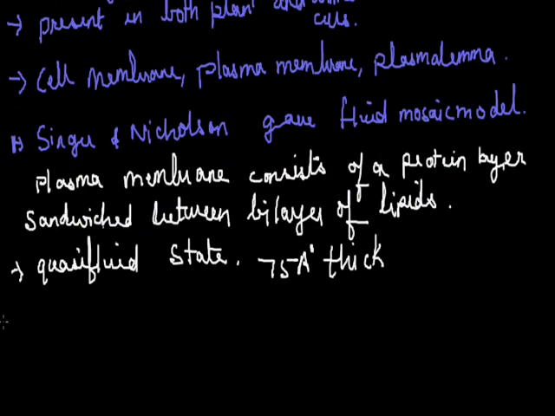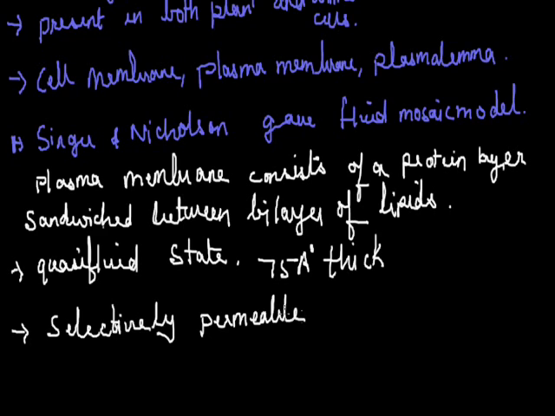The plasma membrane is selectively permeable in nature. That means it allows the entry of certain molecules which are necessary for the cell, and it restricts the entry of substances which are not required by the cell.